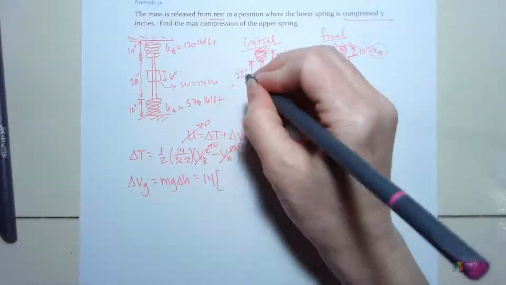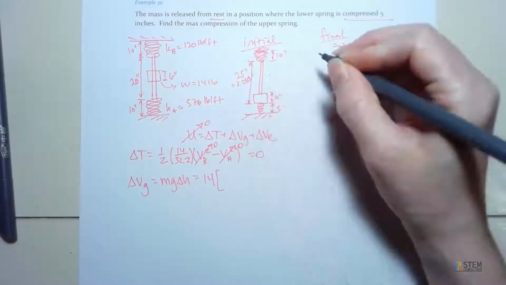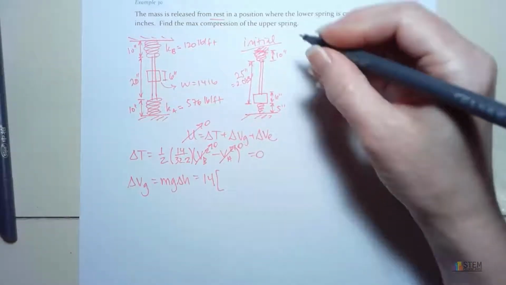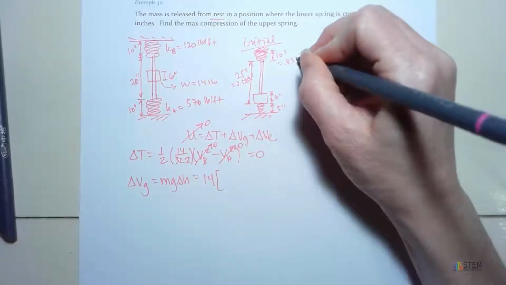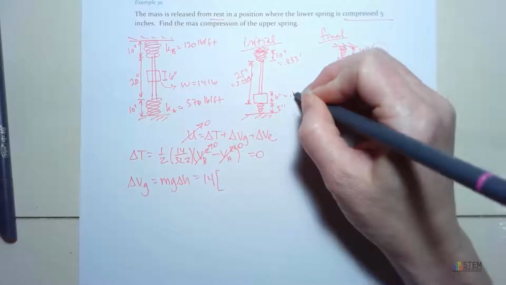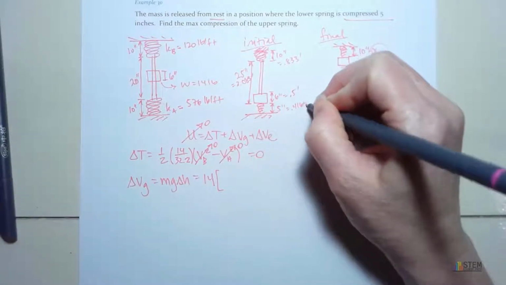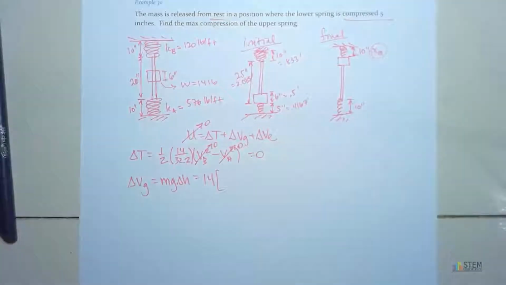Now let's write those down. So 25 inches is 2.083 feet. 10 inches is 0.833 feet. And 6 inches, that'll be 0.5 feet. 5 inches is 0.4167 feet. All right, so now we have everything in feet. Perfect. Now we're ready to find our final height.